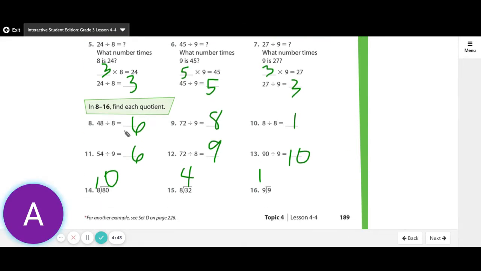Number 8, 48 divided by 8 is 6. Number 9, 72 divided by 9 is 8. Number 10, 8 divided by 8 is 1. Number 11, 54 divided by 9 is 6. Number 12, 72 divided by 8 is 9. Number 13, 90 divided by 9 is 10. Number 14, 80 divided by 8 is 10. 32 divided by 8 is 4, and 9 divided by 9 is 1.